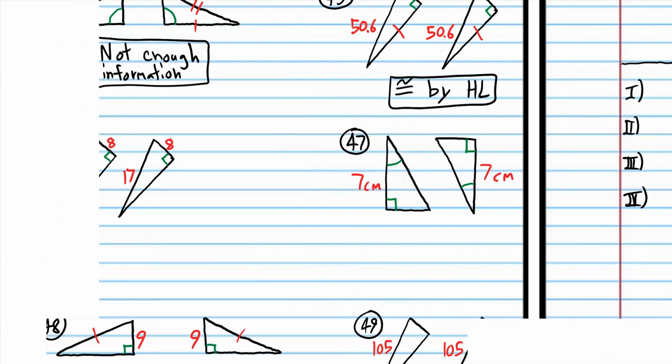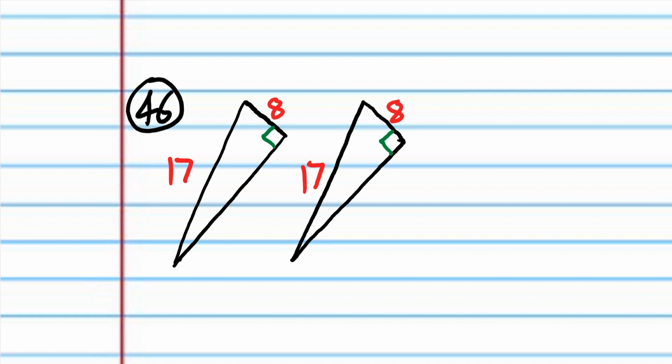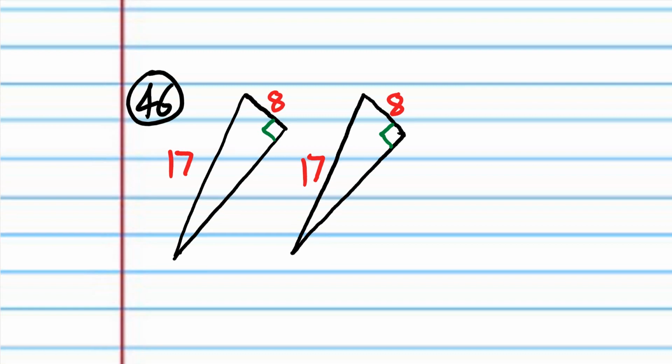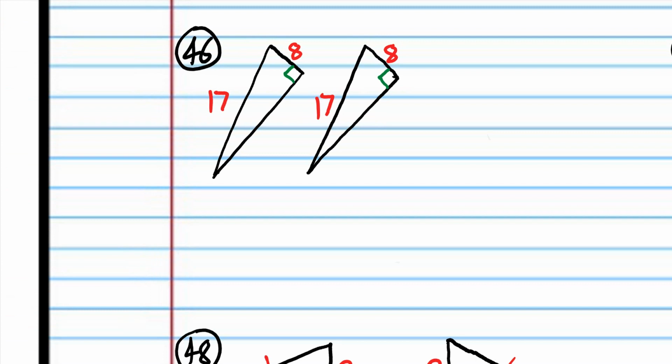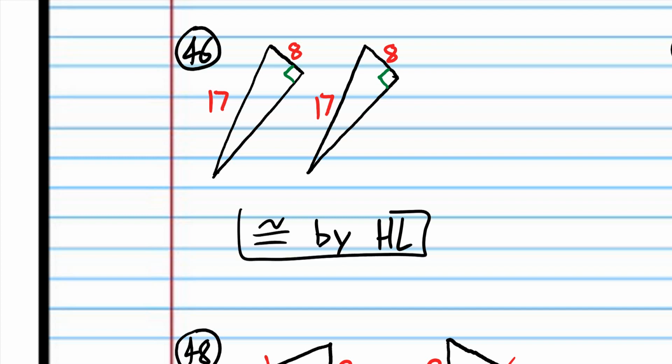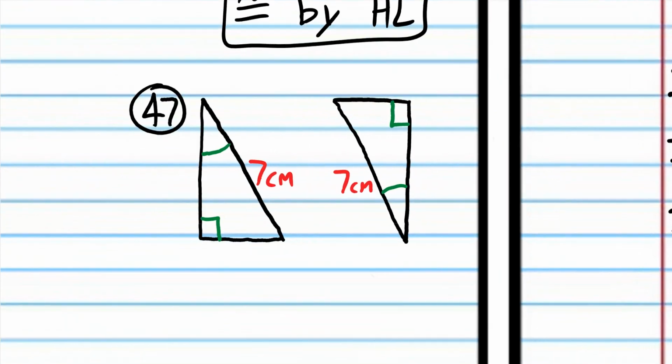All right, it's time for you to try some problems. Try number 46, and when you come back, we'll do it together. All right, we're back. The hypotenuses are both 17. Well, first of all, these are right triangles. That's the first thing we need to establish. And the hypotenuses are both 17, and we have a leg that's 8 in both triangles. So yes, we can say that they're congruent by HL. So if you got that answer, good job. All right, try number 47, and when you come back, we'll do it together.